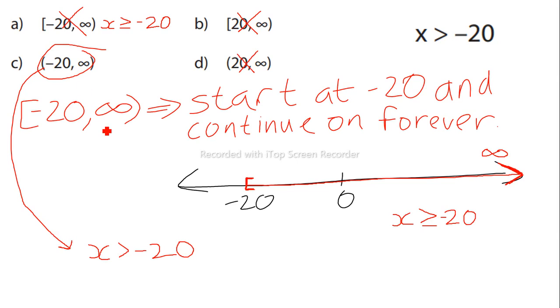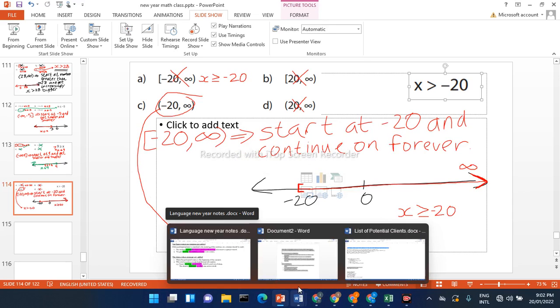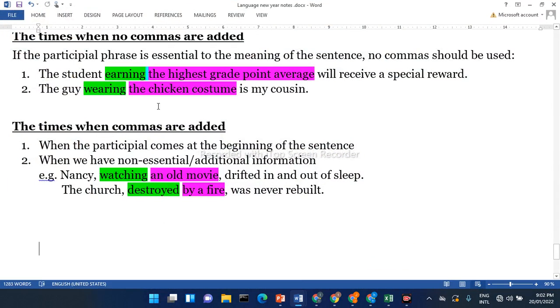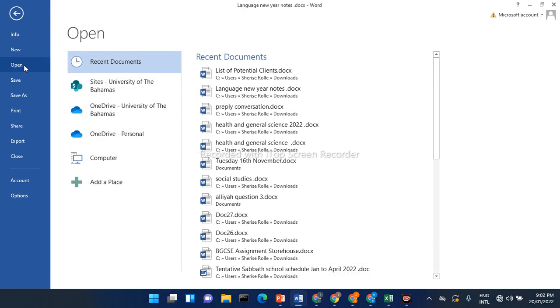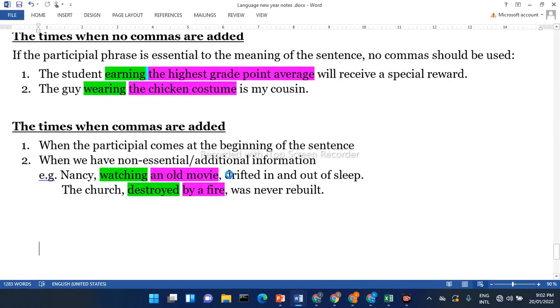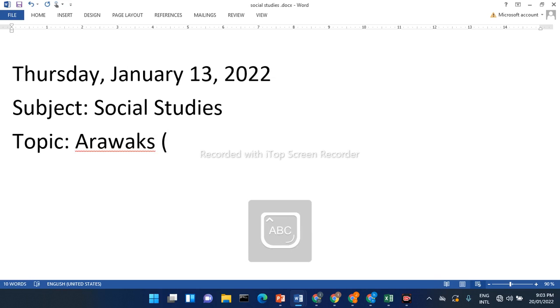Now let's move on and do the history or social studies. The topic for today is the Arawaks, and we're going to be talking about how they lived.